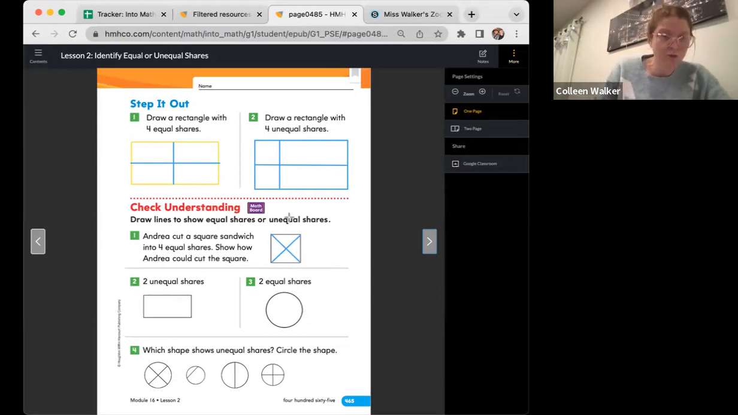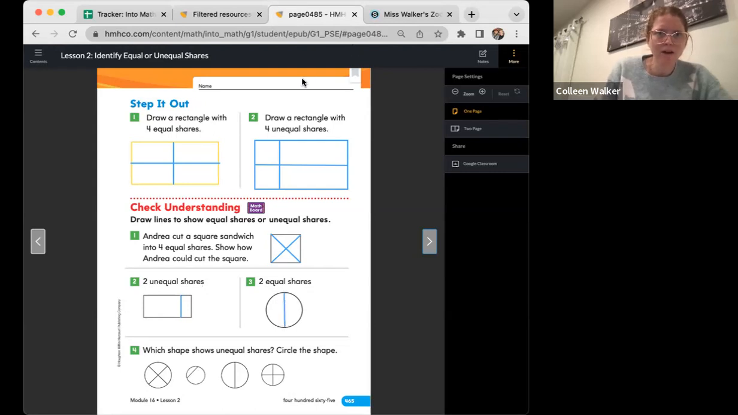All right, number 2 is 2 unequal shares. So any way you cut it, it can't be equal. So that's an unequal way to do it. Number 3 says 2 equal shares. And this said shares also. So let's just cut that in half to show equal.